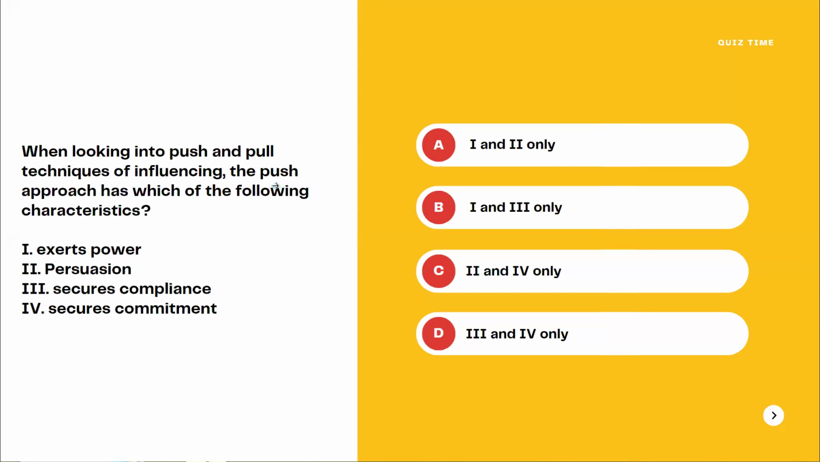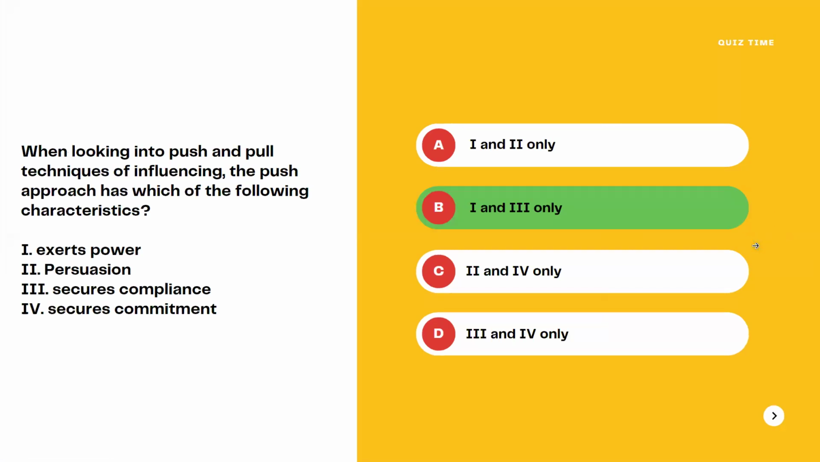With this question, we need to identify the features of the push approach, and we have four features here: exert power, persuasion, secure compliance, and secure commitment. With push, it would be 1 and 3. Okay, so it's about exerting the power and securing the compliance. Securing the commitment is a feature of pull, and persuasion is another feature of pull.